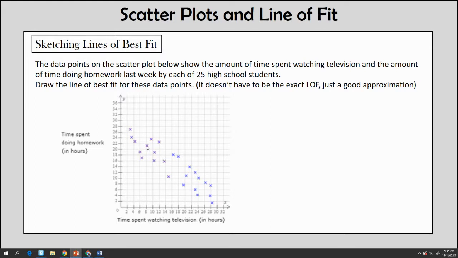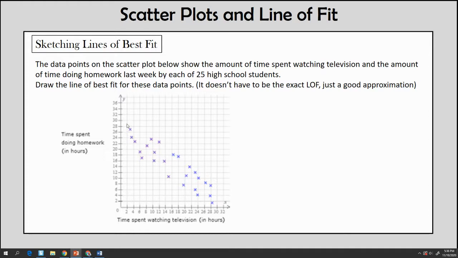It says here, the data points on the scatter plot show the amount of time spent watching television and the amount of time doing homework the last week for 25 students. So each one of these X's represents one of the students. It asks you now to draw on your line of best fit. And notice here it says it doesn't have to be exact. All right, just a good approximation.